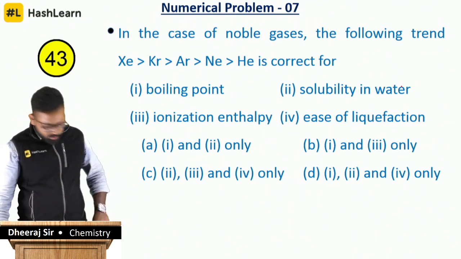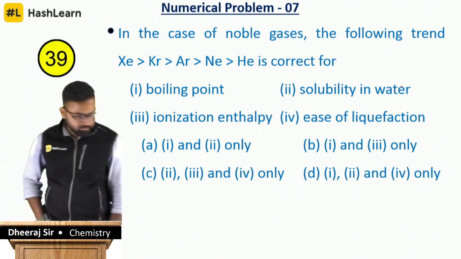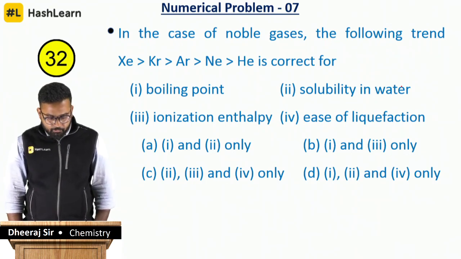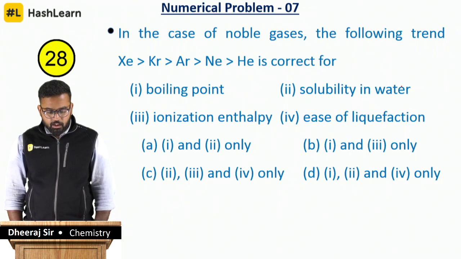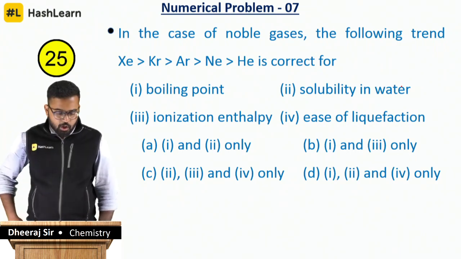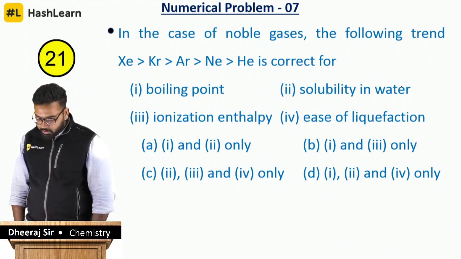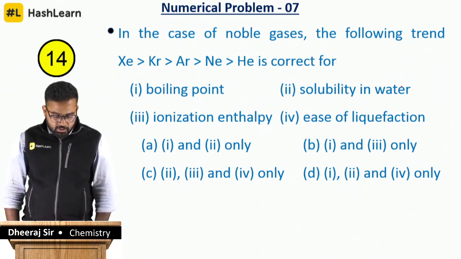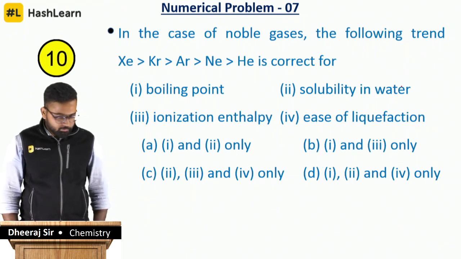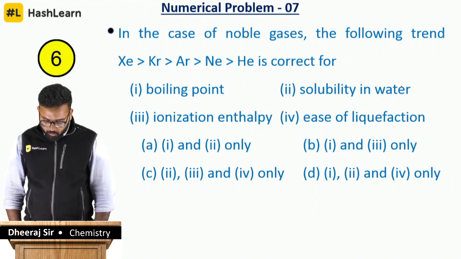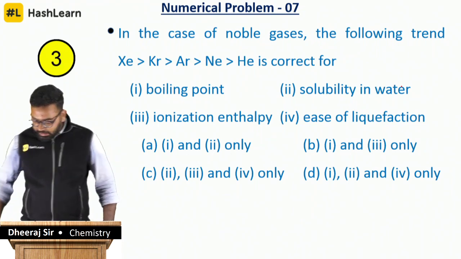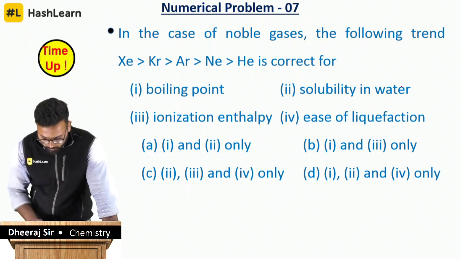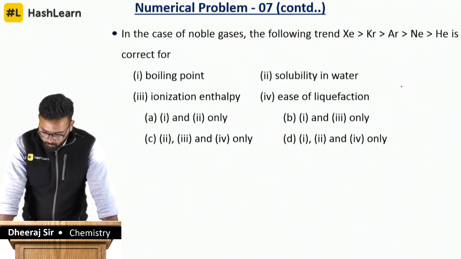Moving ahead is the seventh question that I've packed for you guys. In the case of noble gases, the following trend: xenon, krypton, argon, neon and helium, which is in the reverse order, is correct for which of these following properties? So have a detailed look at it. Boiling point, solubility in water, ionization enthalpy, and ease of liquefaction. So how easily I can convert it into a liquid. Which of these is it going to hold good for is the question.